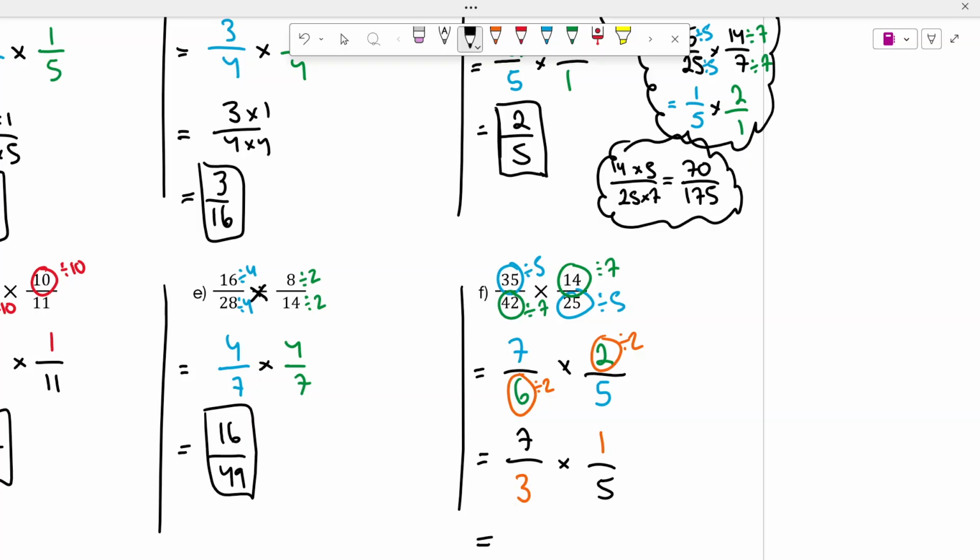And so I'm just going to do top times top. 7 times 1 is 7. And bottom times bottom. Let's make that a bit neater. 3 times 5, 15.